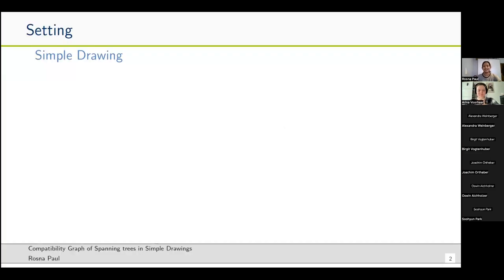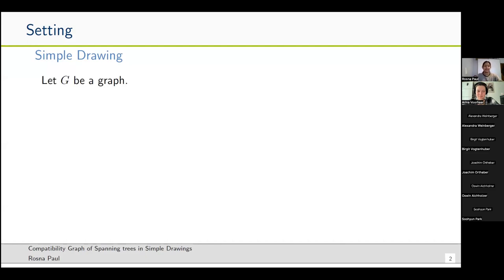First of all, let me start with the definition of simple drawing. I think the majority of the people in the audience already know what a simple drawing is, or have already heard about it before. But for the sake of completeness, I will just go through the simple drawing definitions.